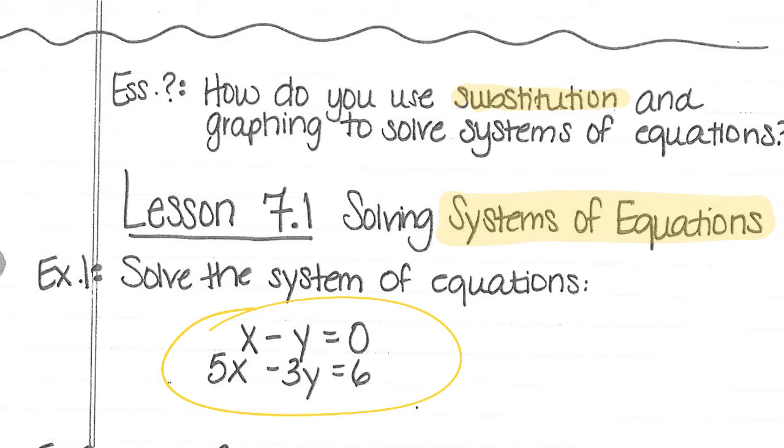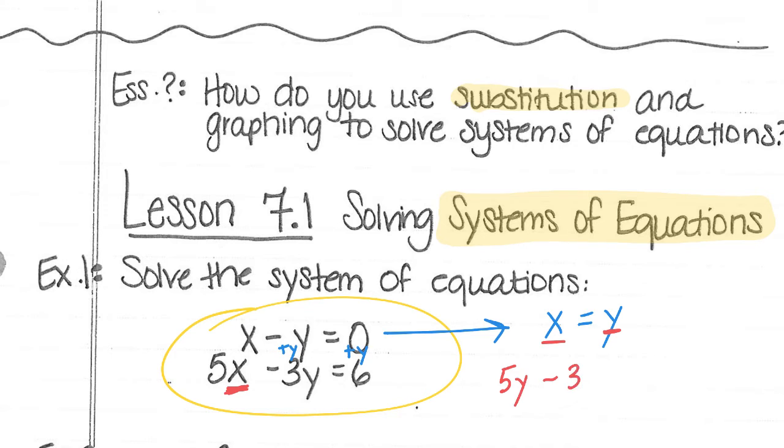So example 1 says solve the system of equations. x minus y equals 0, 5x minus 3y equals 6. Because I, like you, am a smart kiddo, I'm going to go ahead and just add y to each side to solve for x. x is equal to y. Now, because x is equal to y, instead of putting in x here, I can put in y, because that's what it's equal to. So I'm going to plug in for the x over here a y.